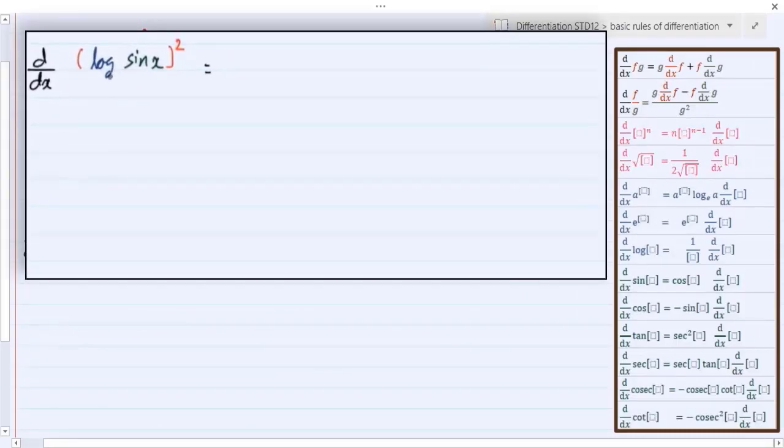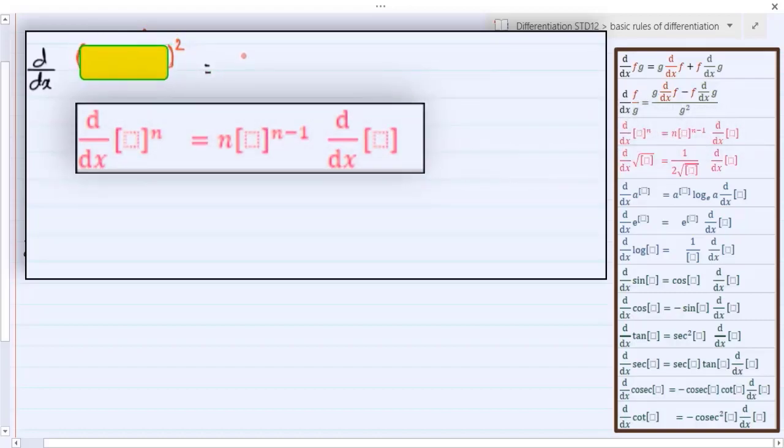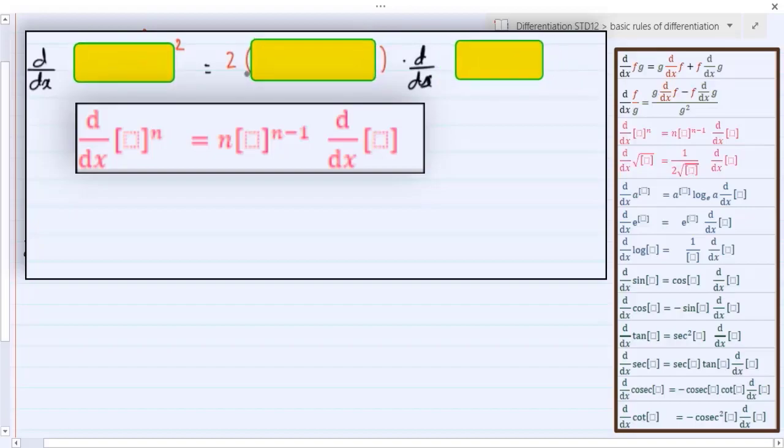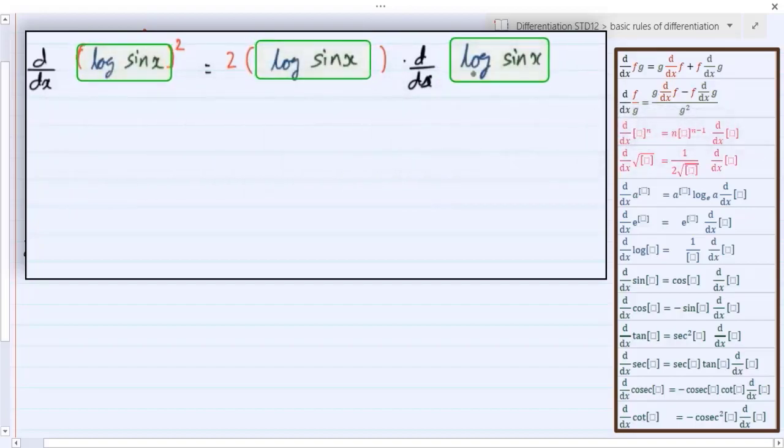Here we have to differentiate (log sin x) the whole square. We have three different functions in combination, and the whole square is the outermost function. So the rest of the terms we will consider as an inner function. Let's consider a box around it. Now we have to differentiate only box square, and its differentiation is 2 box into d by dx of box. Within the box we have log sin x.